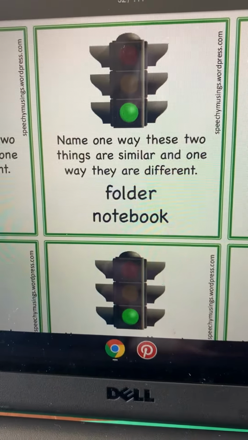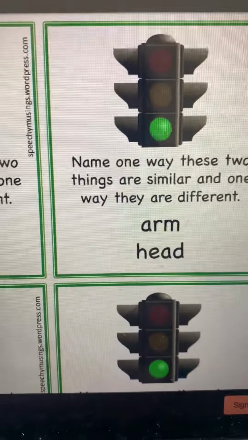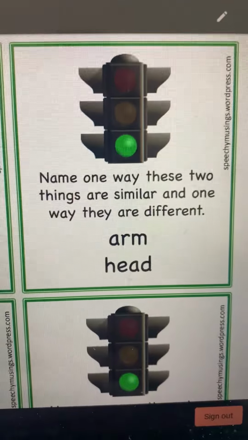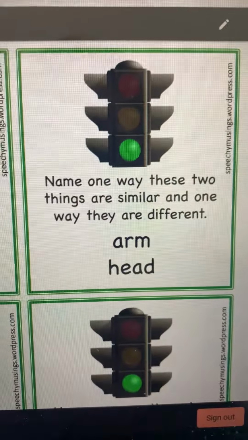Name one way these two things are similar and one way they're different. An arm and a head are both body parts. How are they different? An arm is one of two things that helps us pick things up and hug people and carry things around, whereas a head holds our brain. It's on the top of our body, and we only have one of them.